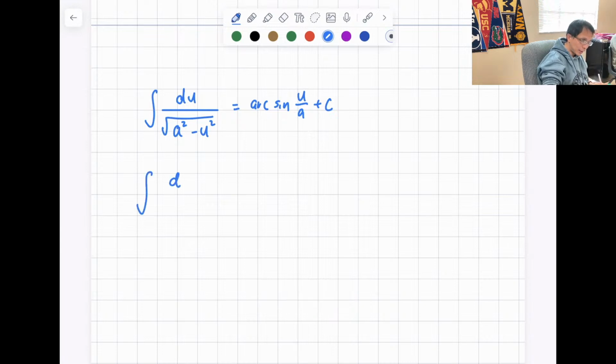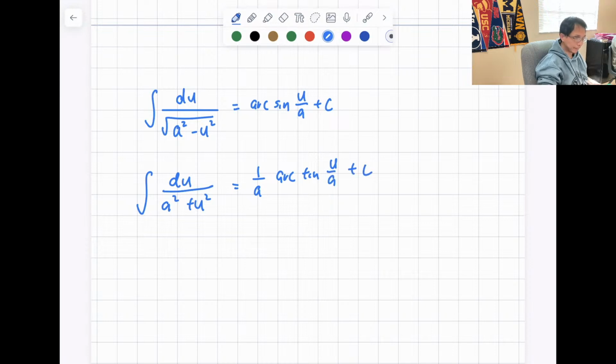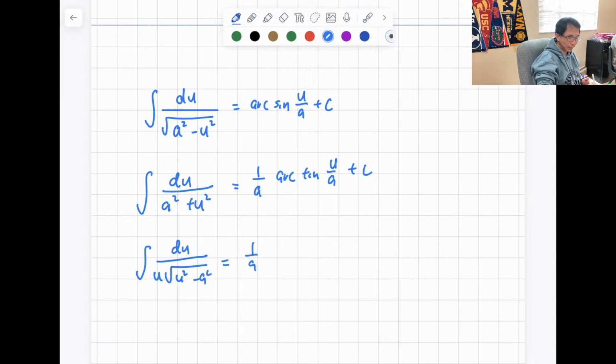The second one is du over a squared plus u squared, which is equal to 1 over a arctan of u over a plus c. That's the second one. The third one is du over u times square root u squared minus a squared, which is equal to 1 over a arcsecant of absolute value u over a plus c.